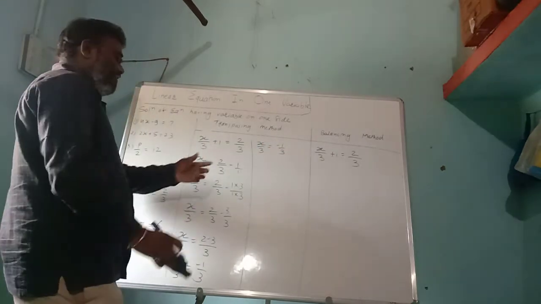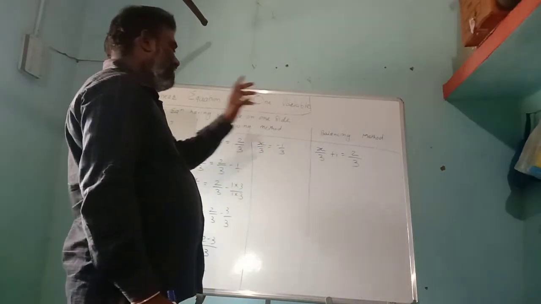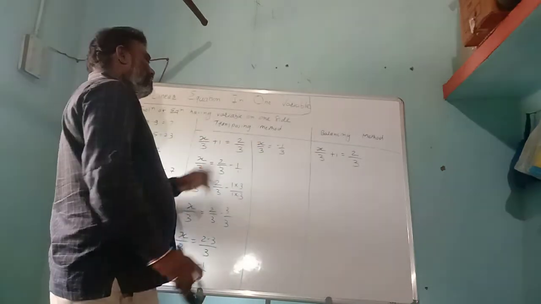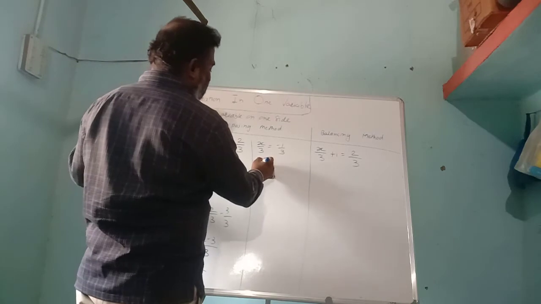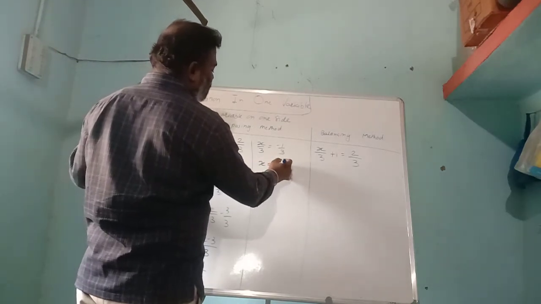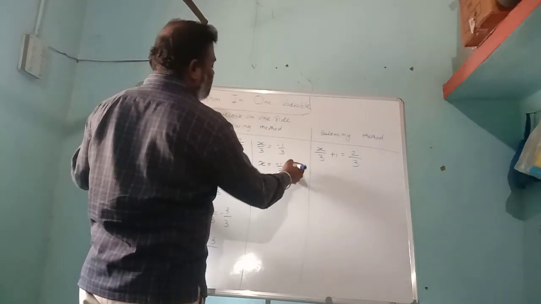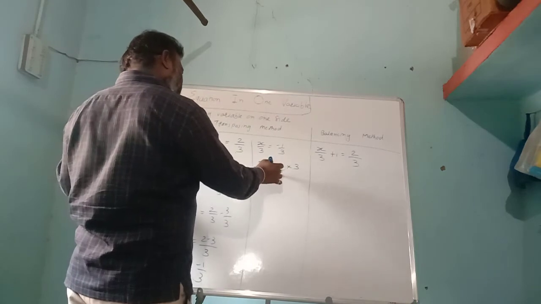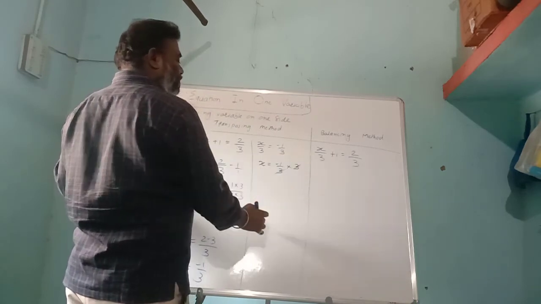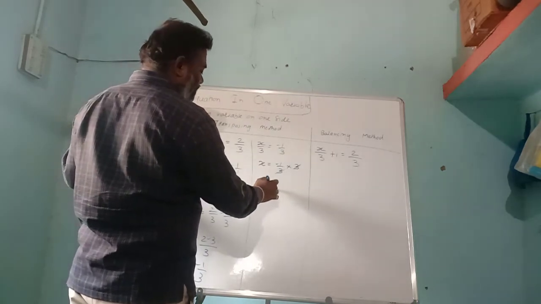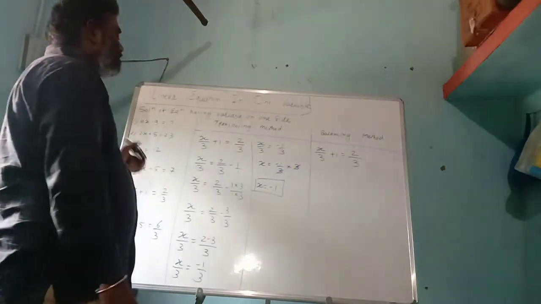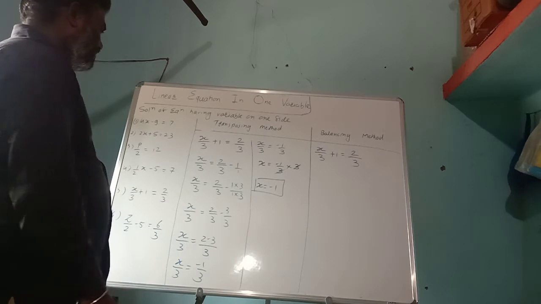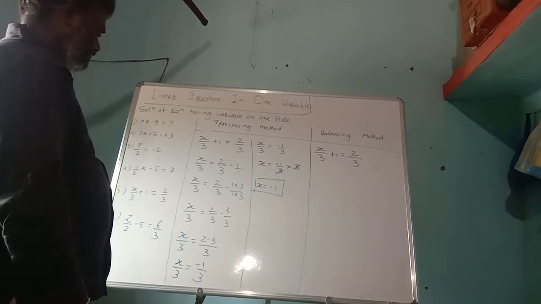Why? Transposing this constant to the right hand side, it is in division on the left hand side, and now it becomes multiplication on the right hand side. That is x equal to minus 1 by 3 into 3. Now these 3 in the denominator and these 3 in the numerator are both cancelled. The remaining is minus 1, which is our solution of the linear equation, x equals minus 1.